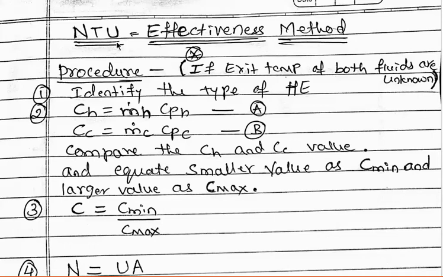In this NTU method, the very first basic requirement is that the exit temperatures of both the fluids are unknown. That is small t2, the exit temperature of the cold fluid, and capital T2, the exit temperature of the hot fluid, are unknown. If the exit temperatures of both the fluids are unknown, then we have to go with this NTU method or effectiveness method.